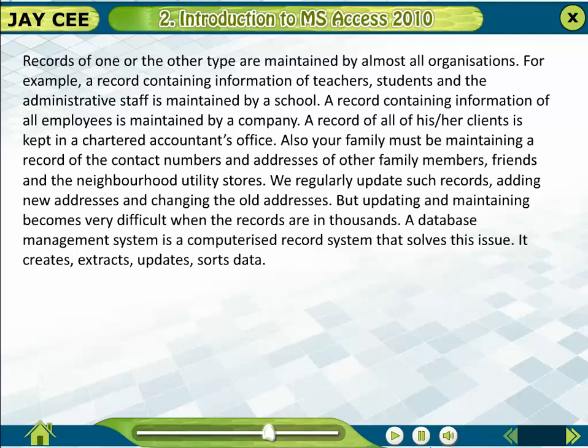Also, your family must be maintaining a record of the contact numbers and addresses of other family members, friends, and the neighborhood utility stores. We regularly update such records, adding new addresses and changing the old addresses. But updating and maintaining becomes very difficult when the records are in thousands. A database management system is a computerized record system that solves this issue. It creates, extracts, updates, and sorts data.